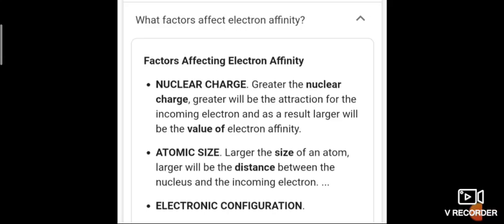Atomic size: the larger the size of an atom, the larger will be the distance between the nucleus and the incoming electron, so electron affinity will be less. So as atomic size increases, electron affinity or electron gain enthalpy decreases down the group. And if you see electronic configuration, electron gain enthalpy will be less for half filled and completely filled electronic configuration.